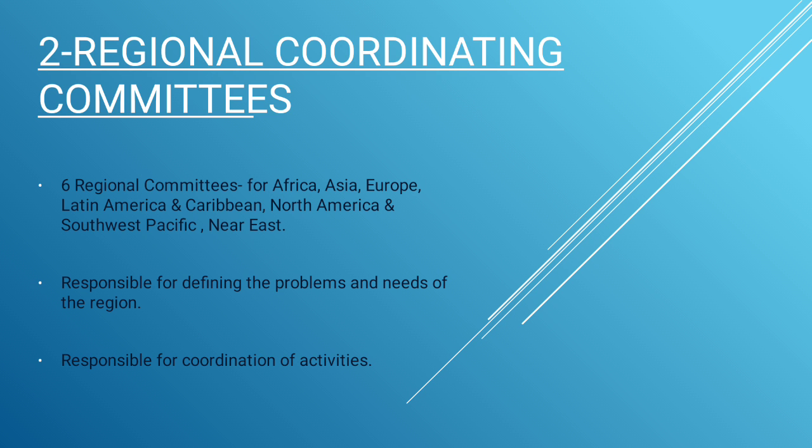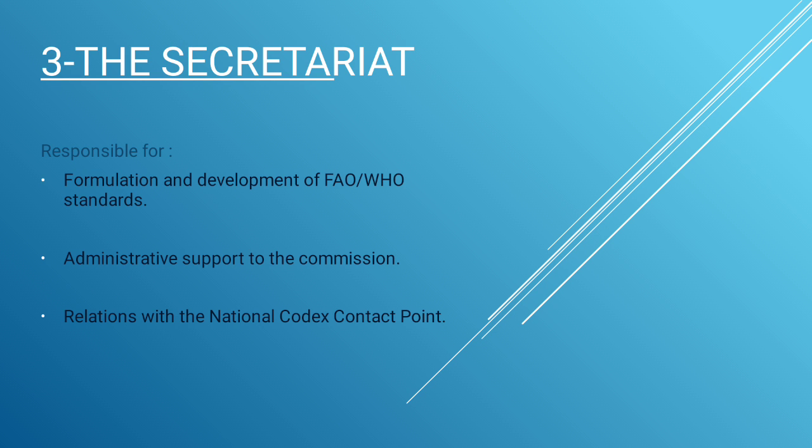For the regional coordinating committees, we have 6 regional committees for Africa, Asia, Europe, Latin America and Caribbean, North America and South West Pacific, Near East. They are responsible for defining the problems and needs of the region, and for coordination of activities. And the secretariat is responsible for the formulation and development of FAO, WHO standards, administrative support to the Commission, and relations with the National Codex contact point.